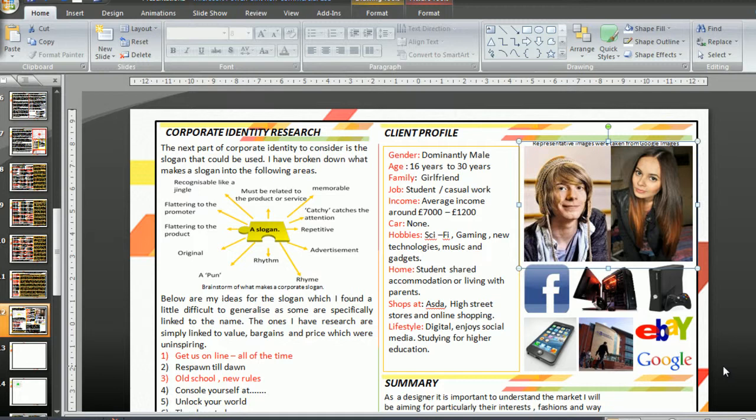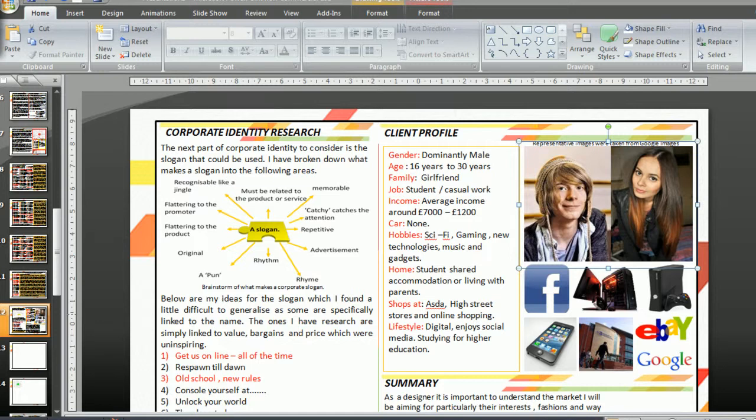Now as you get into design, certainly if you carry it on into higher education, marketing is a crucial element to all sorts of design, depending on whether it's fashion, product design, industrial design, architecture, interior design. All of these are basically sold to a market. So what we need to do in our folder is show that we've considered a target market or a niche market, and we call that really the client profile.